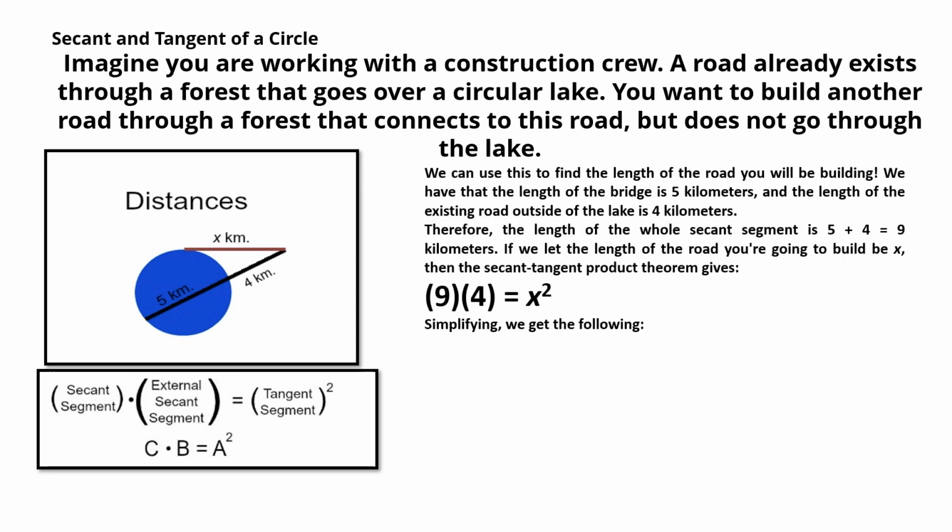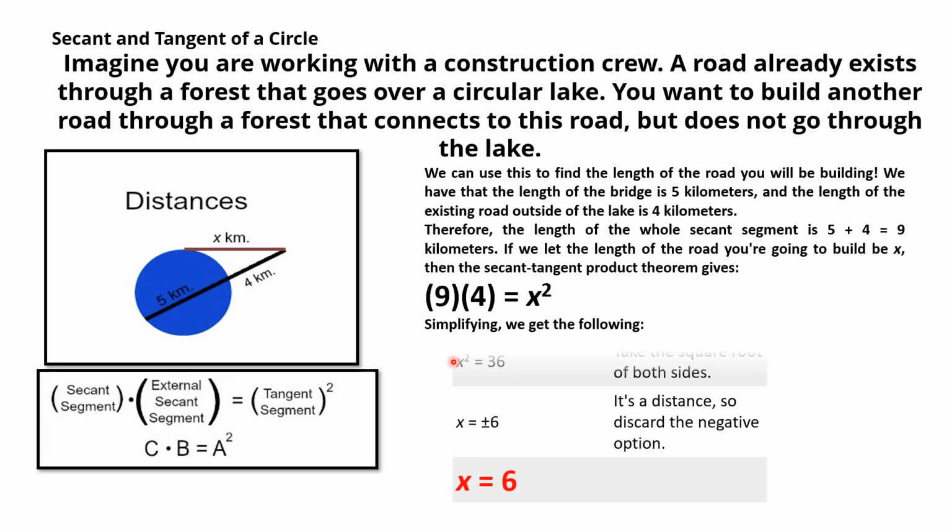So for this, we have the 4 multiplied by 9, 5 plus 4 is equal to x squared. X is unknown, then square it, then x squared. So we have to simplify that. 9 times 4 is 36 is equal to x squared. So take the square root of both sides. We have x is equal to positive negative 6. Since it is distance, so discard the negative option. Therefore, the final answer is x is equal to 6.